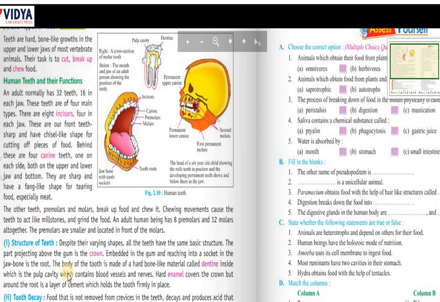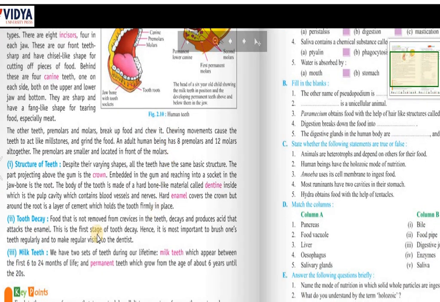And now let's discuss the structure of teeth. Despite their various shapes, all the teeth have the same basic structure. The part above the gum is called the crown, and below is called the root. The crown is covered with hard enamel, and around the root is a layer of cement which holds the root firmly in place.